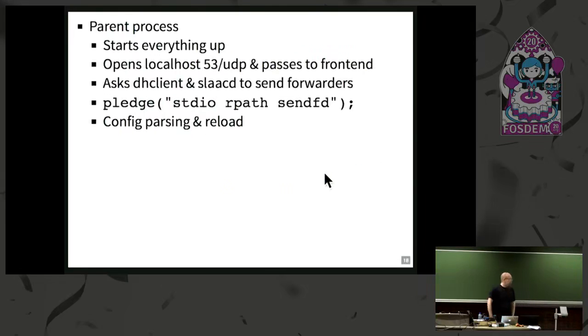Now, the three processes. We have a parent process that just spins everything up. It's privileged, it opens port 53 and hands that over to the front-end process. It asks dhclient, did you learn some name servers? Please tell them to me.